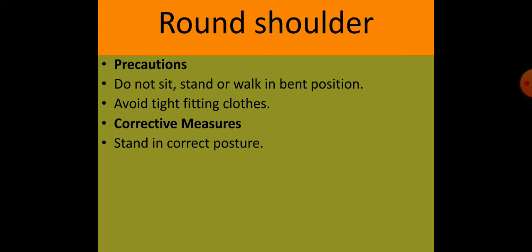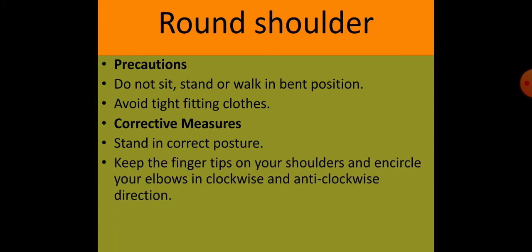Stand in correct posture first of all. Keep the fingertips on your shoulders and encircle your elbows in clockwise and anti-clockwise direction. That is the yoga small joint exercise of the shoulders. Normally people do this exercise by keeping fingers over the shoulder and then revolving the shoulders clockwise and anti-clockwise. So this exercise can be performed.